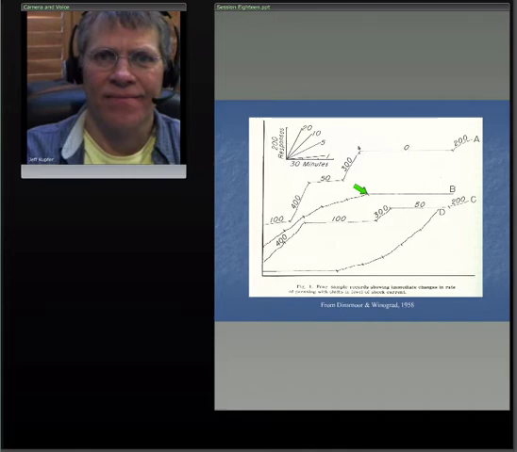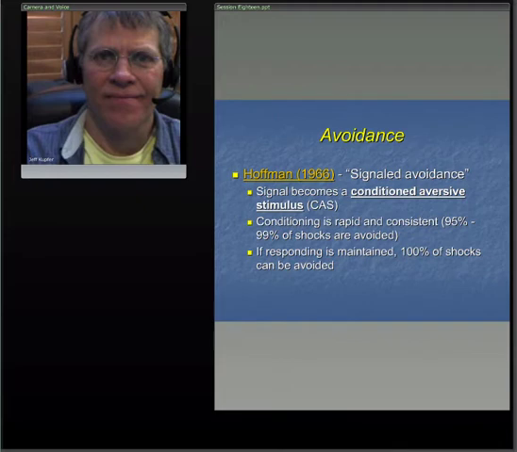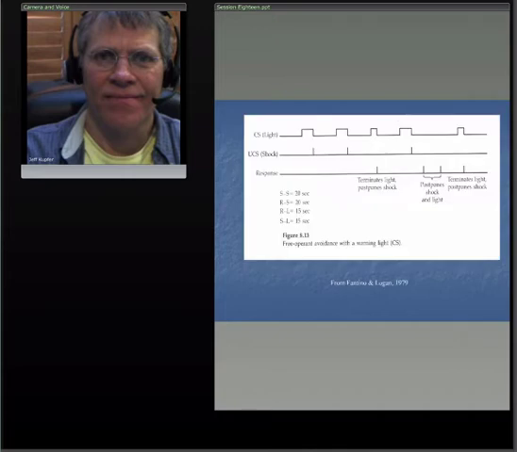Now, we could also arrange situations in which we could signal the availability of shock at any moment by using signaled avoidance procedures. And I'm going to show you how this is arranged, how Hoffman arranged this. You see here a situation in which we arrange light, which starts off as a neutral stimulus. It turns on, stays on, and then if no response occurs during this period, you can see no response occurs, electric shock is delivered, and the light shuts off. After a period of time, we wait, the light is off, we turn the light on again. It's on, and it stays on, and again, no response. After a period of time, the light shuts off and shock is delivered immediately.